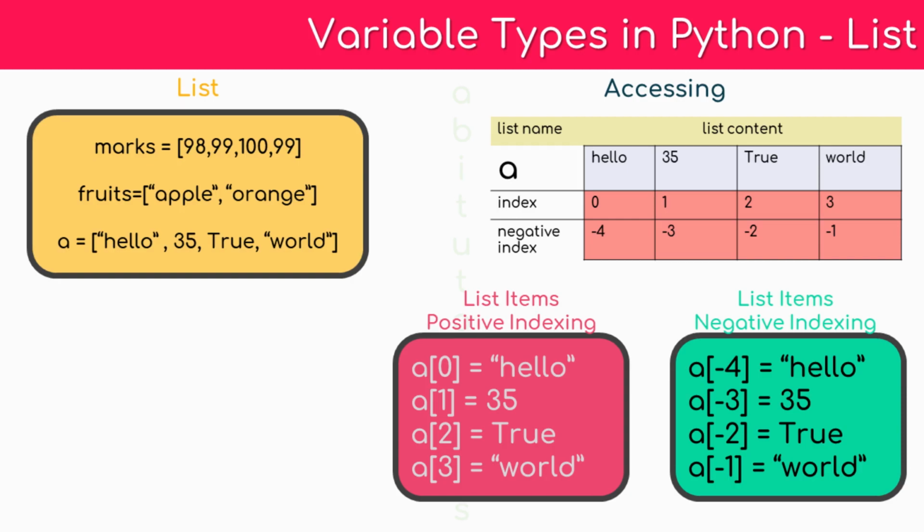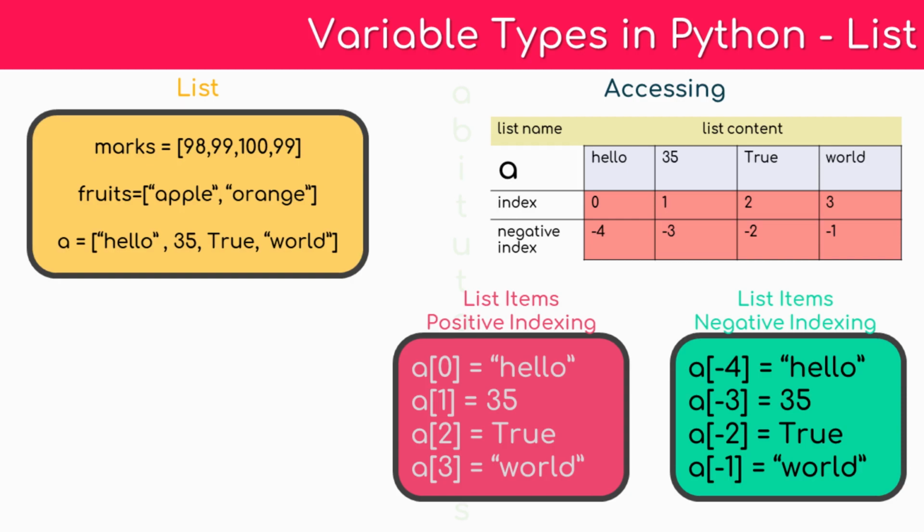Let's now see some complex variable types in Python. The first type we are going to see is the list. A list is nothing but what you call as an array in other programming languages. A Python list is enclosed within a square bracket and will have a list of items of any type. Please note the word any here.